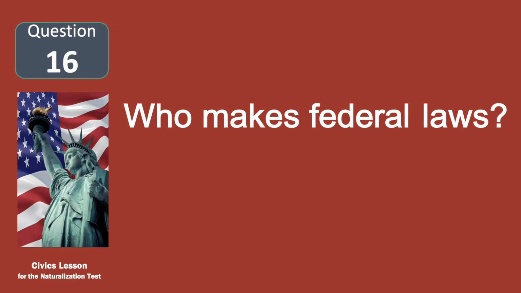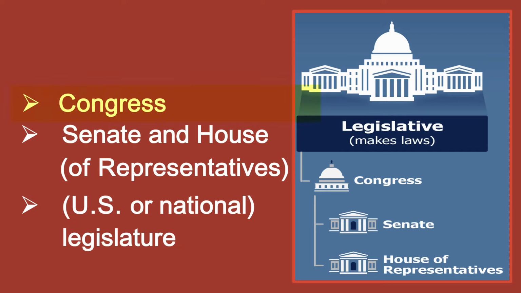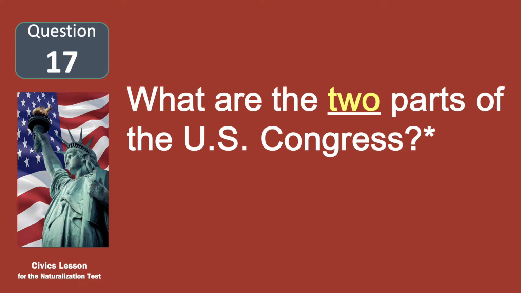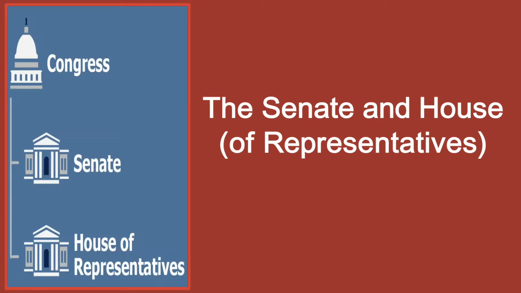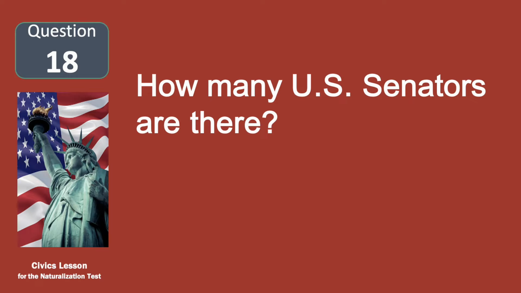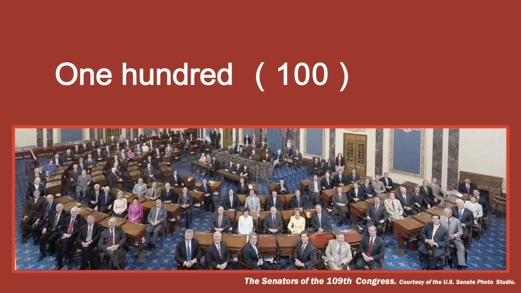Who makes federal laws? Congress. What are the two parts of the US Congress? The Senate and House of Representatives. How many US senators are there? 100.